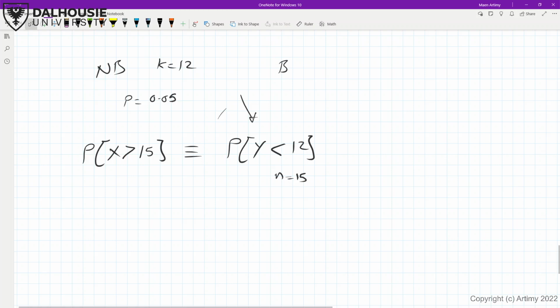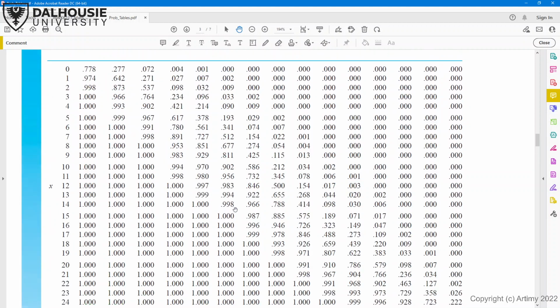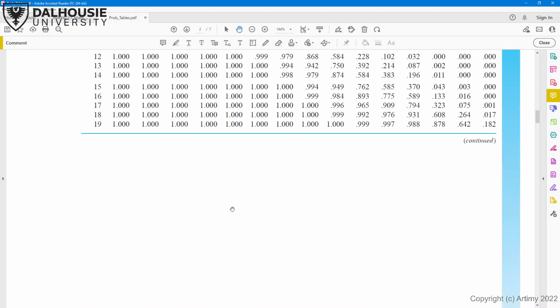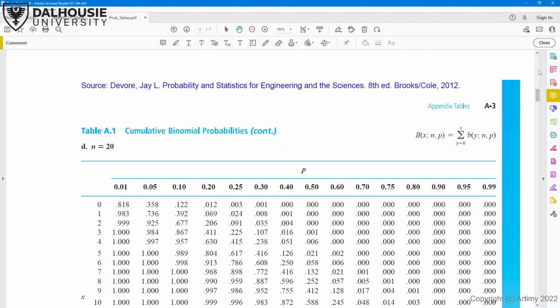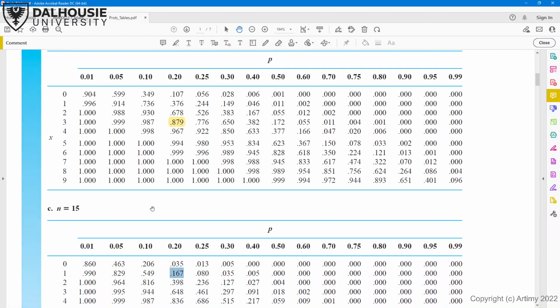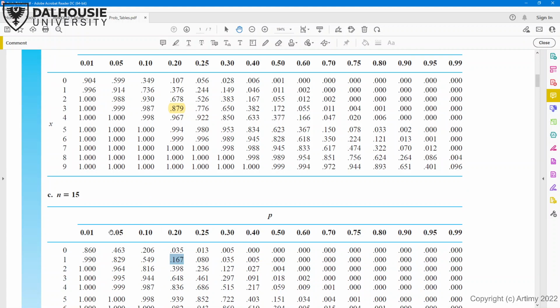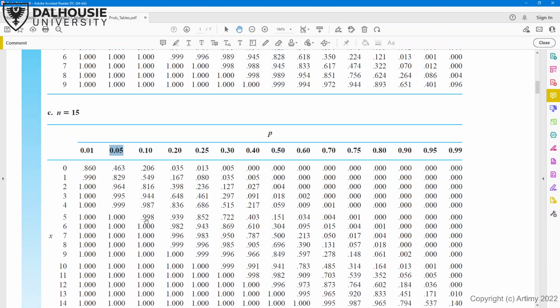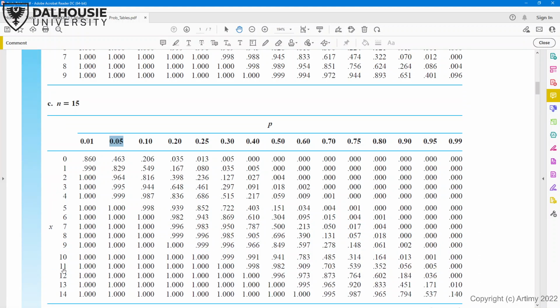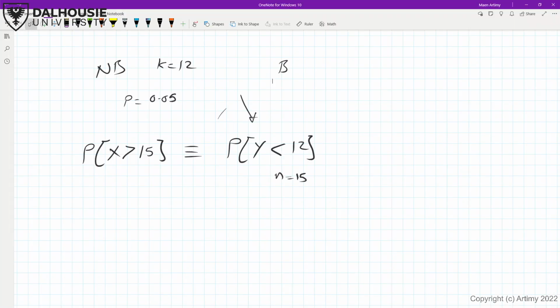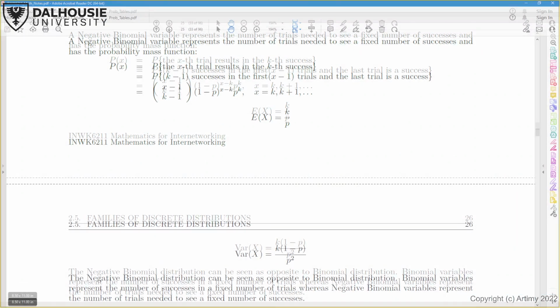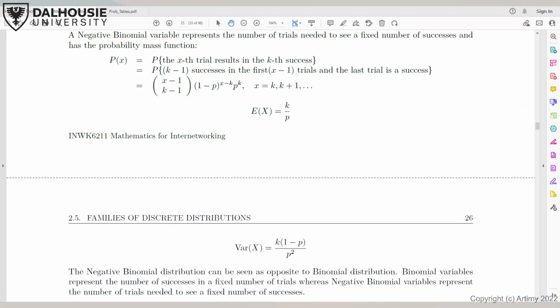And since I have tables for the binomial, I can look up the tables. So the table here, n is 15, right? 15 trials. So I can go to the table that says 15, and our probability is 0.05, and we're looking for 12 or less than 12. Less than 12, which means 11. And I may have chosen the wrong table here. Let me see.